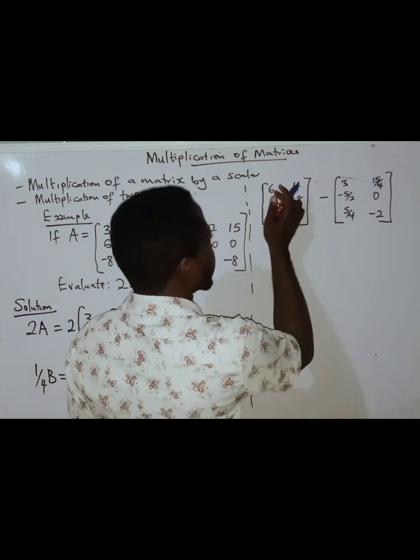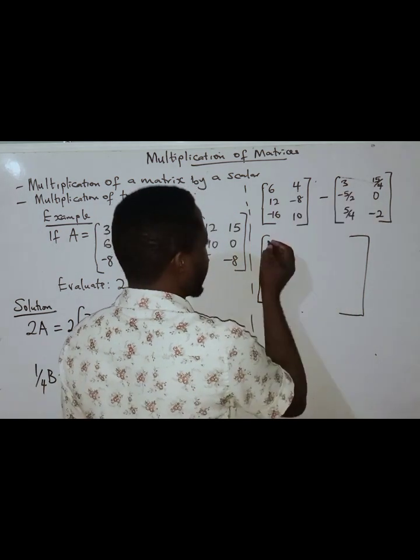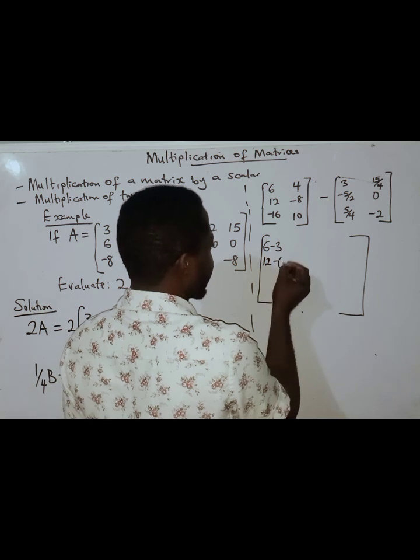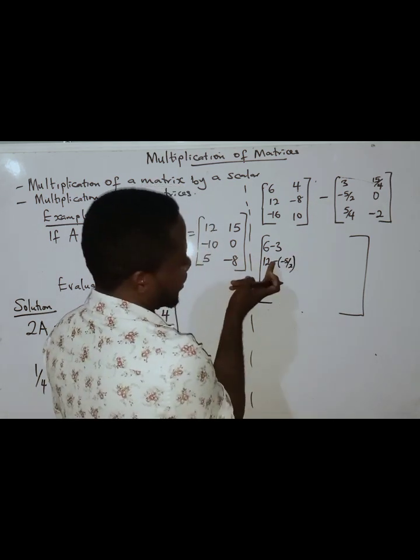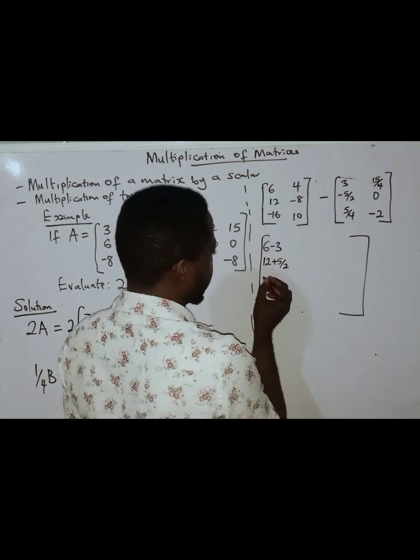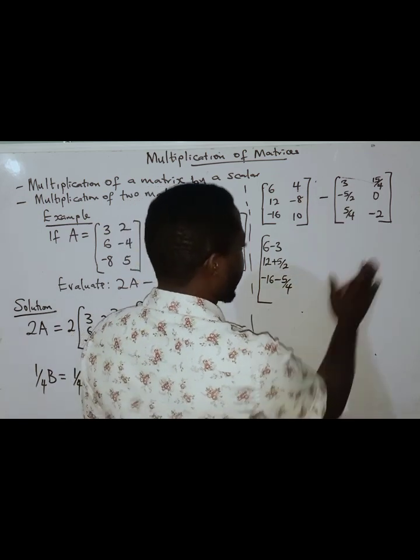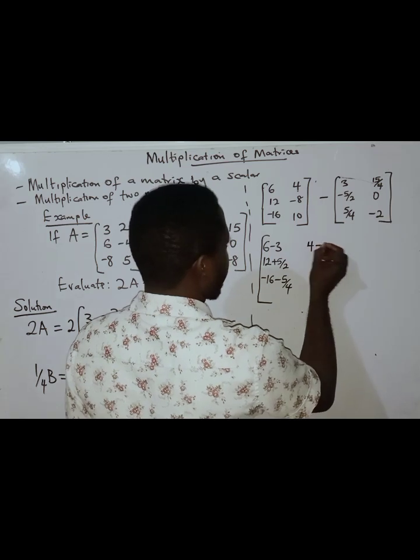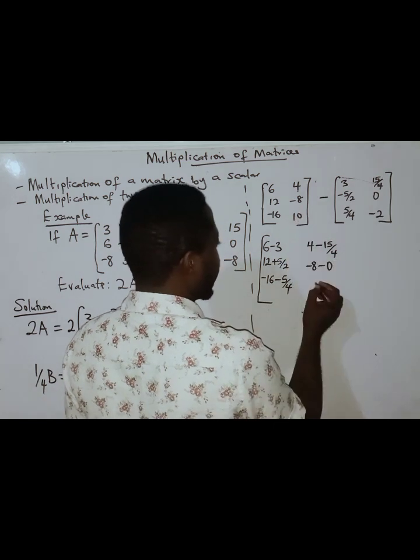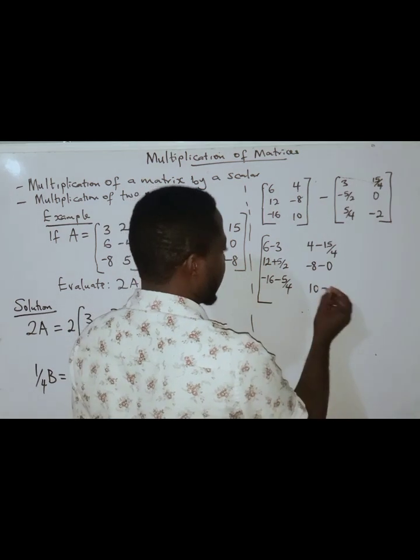So we can now say 6 minus 3. Let me open brackets now, another bracket. So 6 minus 3. 12 minus minus 5 over 2. When you say 12 minus minus 5 over 2, minus times minus should give me plus. So I've just changed this one to plus 5 over 2. Then the next one, minus 16 minus 5 over 4. Now moving to this side, 4 minus 15 over 4. Minus 8 minus 0. And 10 minus minus 2, so minus times minus is plus, that's going to give me 10 plus 2.